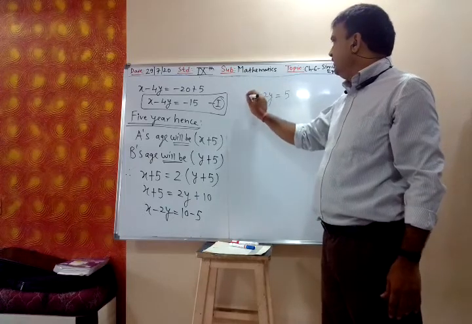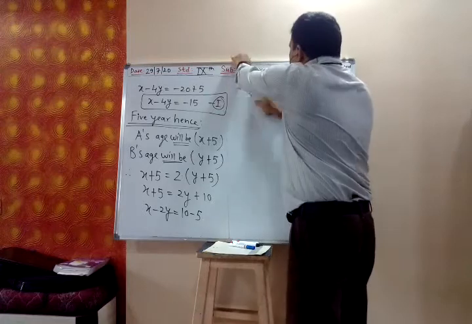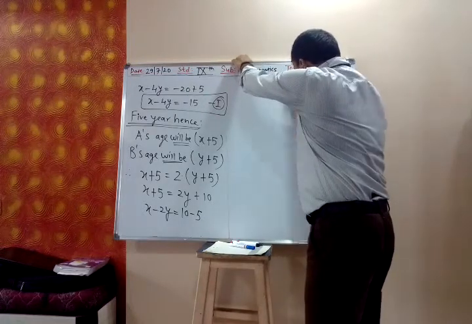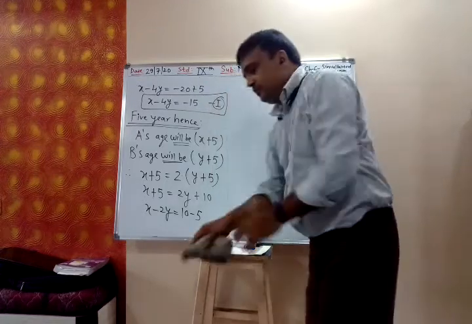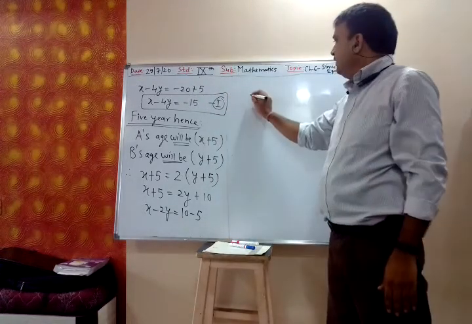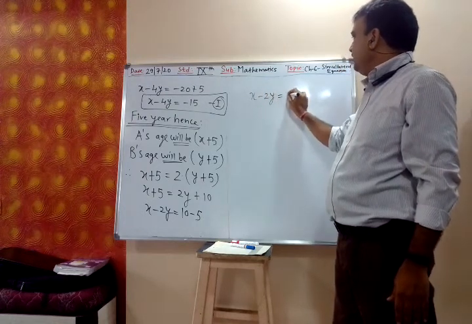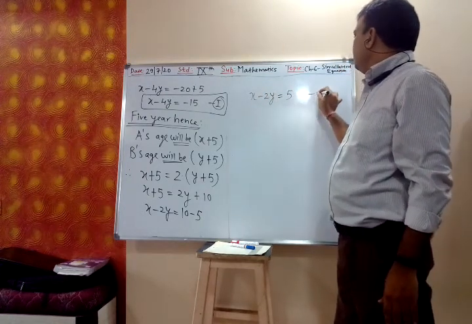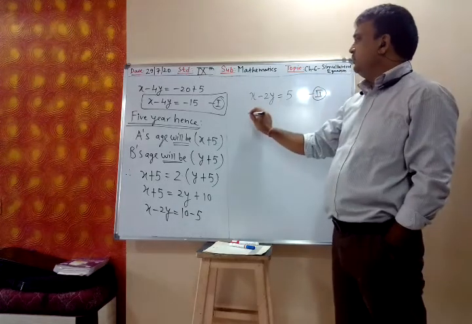So x minus 2y is equal to plus 5. Is it clear? x minus 2y is equal to 5, that is 10 minus 5, 5. This is my second equation. So now solve equations 1 and 2.